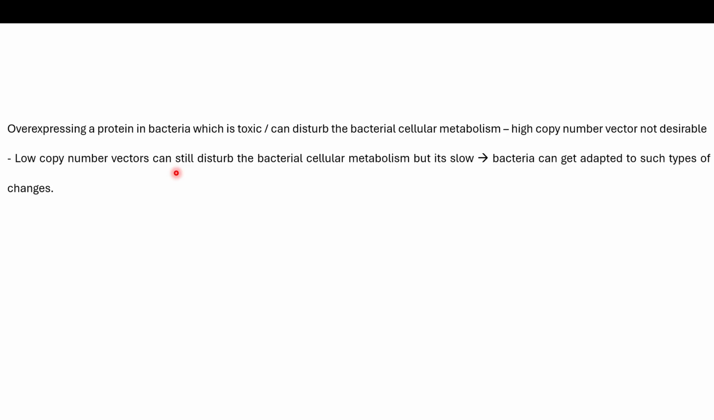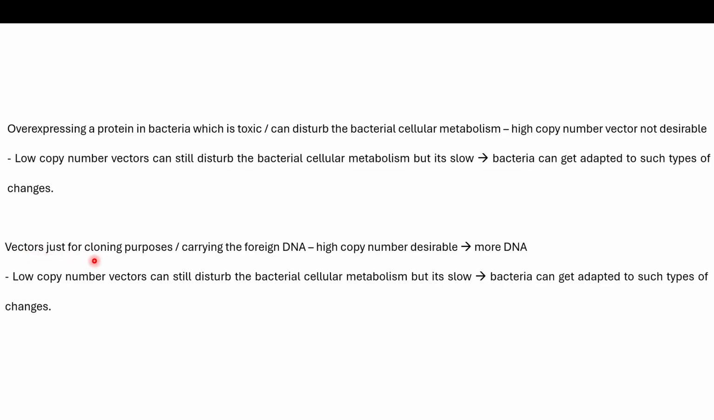Low copy number vectors can also disturb the bacterial cellular metabolism, but it is slow. These disturbances are really slow to occur, so the bacterial cells have enough time to adapt to such changes. They can adapt themselves or evolve some kind of mechanism to counter the toxicity.